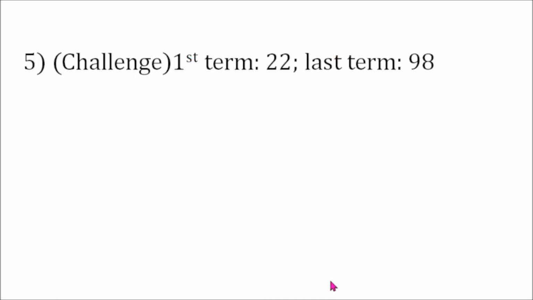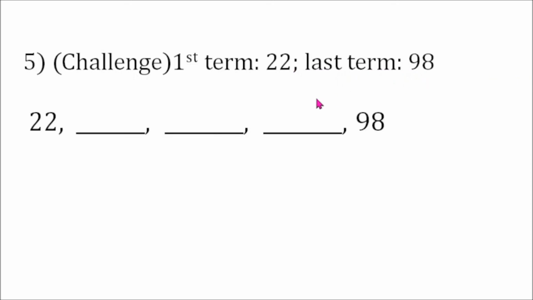For item number 5, another challenge question. The first term is 22 and the last term is 98. This is how we illustrate the terms. Okay, the first term is 22 and the last term here is 98. So meaning to say, we need to find the 3 terms between 22 and 98. We are going to find the one in the middle. So we will just get the average of 22 and 98. So 22 plus 98, and the answer divided by 2, that's 60.